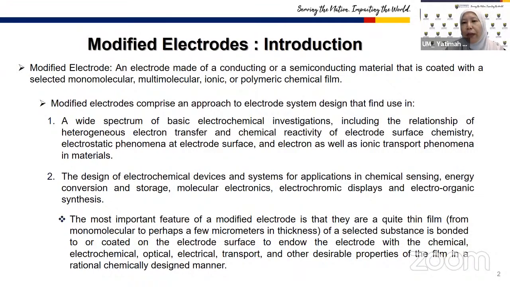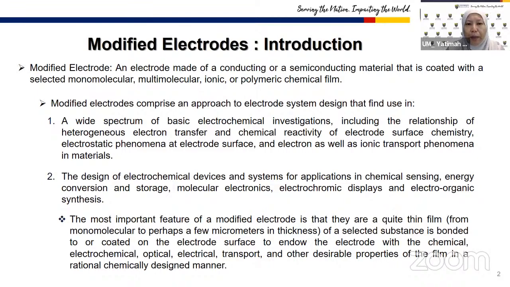So what is a modified electrode? A modified electrode is an electrode made of a conducting or a semiconducting material that is coated with a selected monomolecular or multimolecular ionic or polymeric chemical film. So basically we have an electrode, and on top of the electrode we coat any conducting materials, like the ones we went through last time: polymers, metals, semi-metals, and so on. These are the conductive materials that will be coated on top of the electrode.